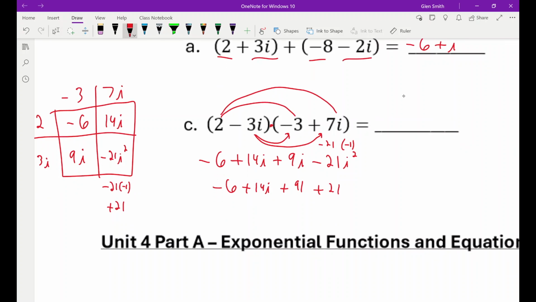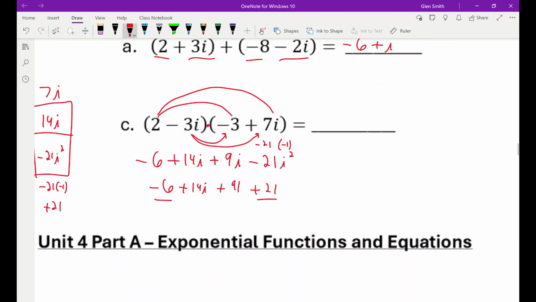And now we just combine like terms again. So negative 6 and 21 make 15. And 14i and 9i make, what is that, 23i.